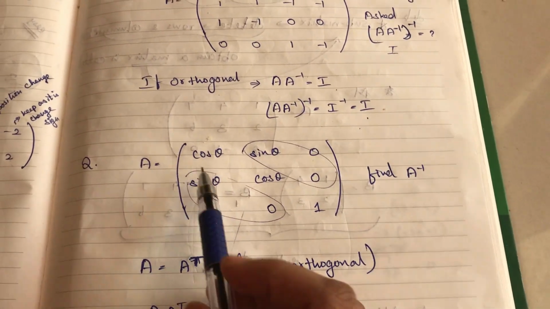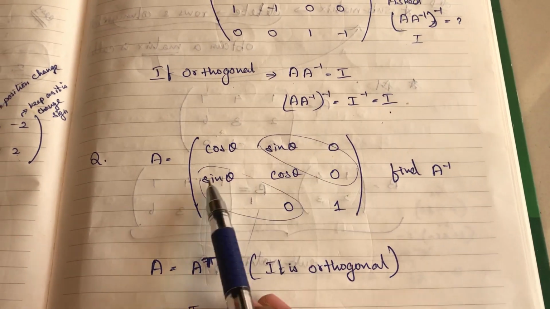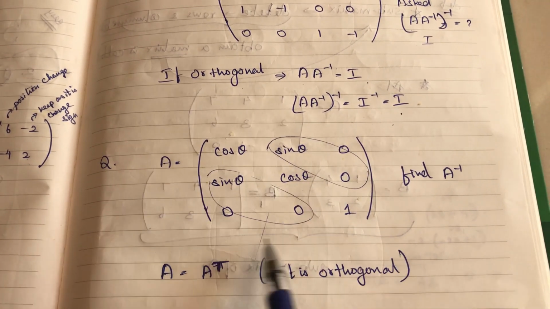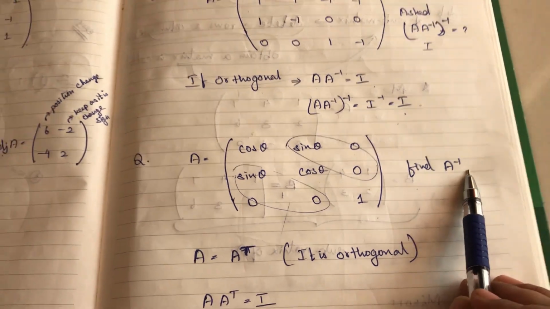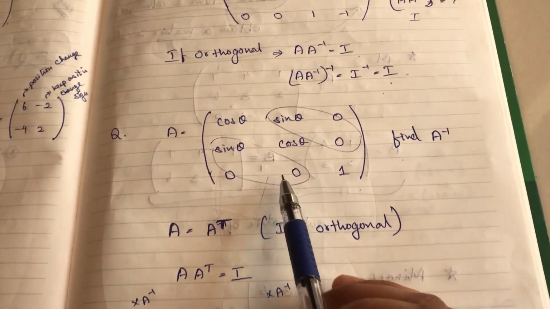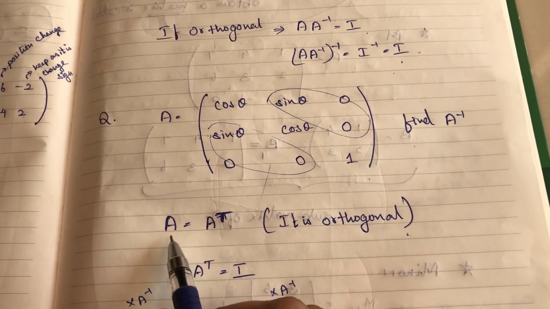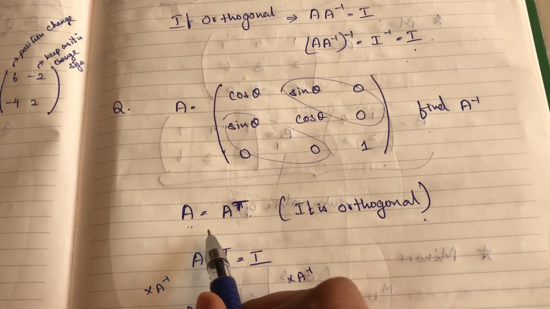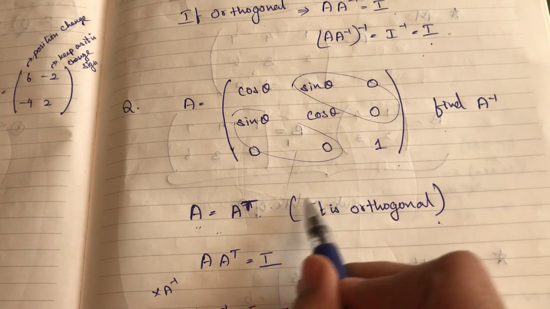Okay. The next sum is, you can see here A is cos theta, sin theta, 0, and so on, with the last row 0 0 1. So they have given a matrix here. We have to find A inverse. Okay. And this matrix is an orthogonal matrix. How is it an orthogonal matrix? Orthogonal has another condition, A which is equal to A transpose, right? So A is equal to A transpose. If this condition is satisfied, it means it is orthogonal.